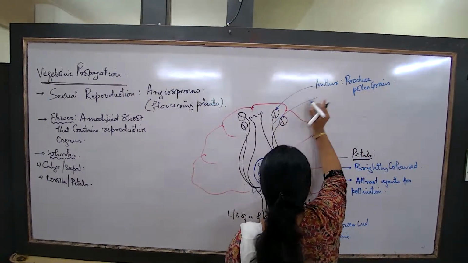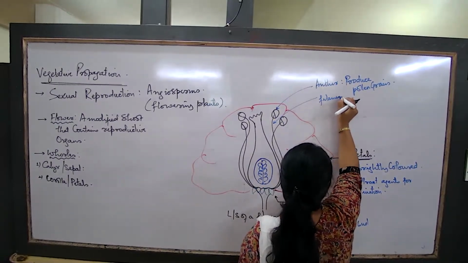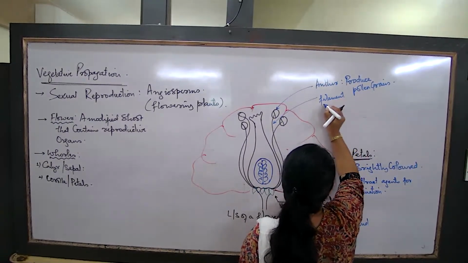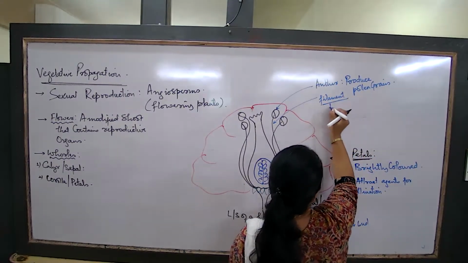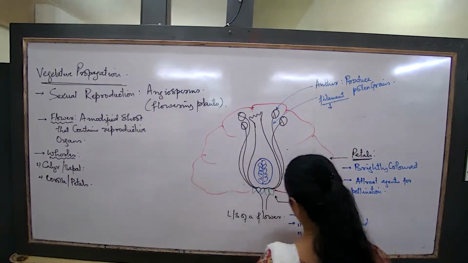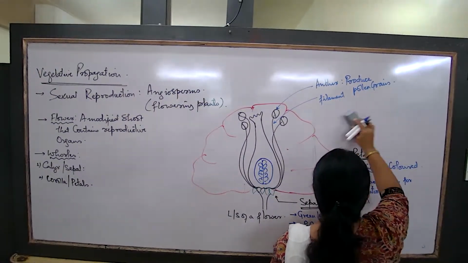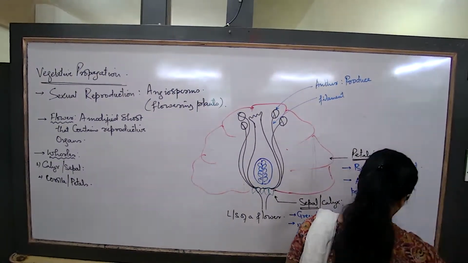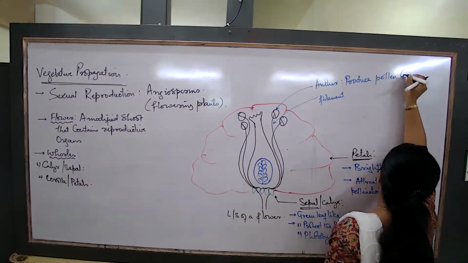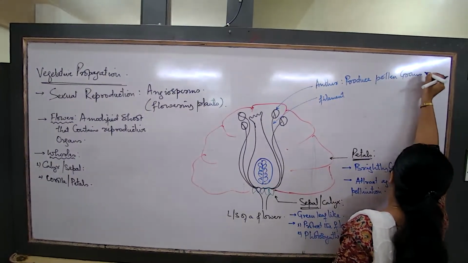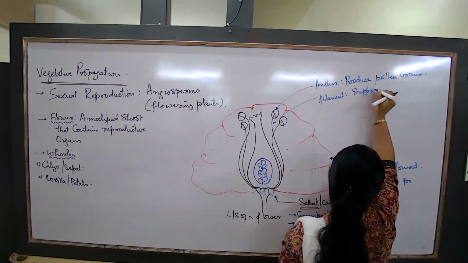What about the filament? This part is known as the filament. What would the filament do? The job of the filament is to support. The filament is only helping in support. The function of the filament is only to support the anther. The anther produces pollen grains.